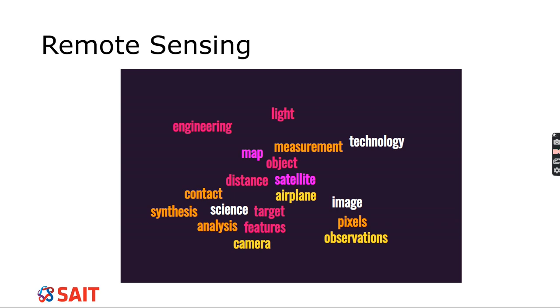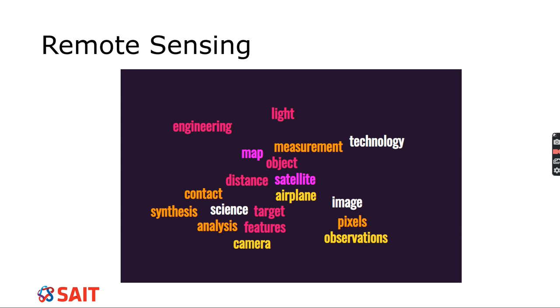Airplane, synthesis, science, target. So targets can be something that you've actually put on the ground. They can be something that you've identified and you know what the coordinates are. And it can also be just what you're trying to take a picture of, right? So it can mean a lot of different things.